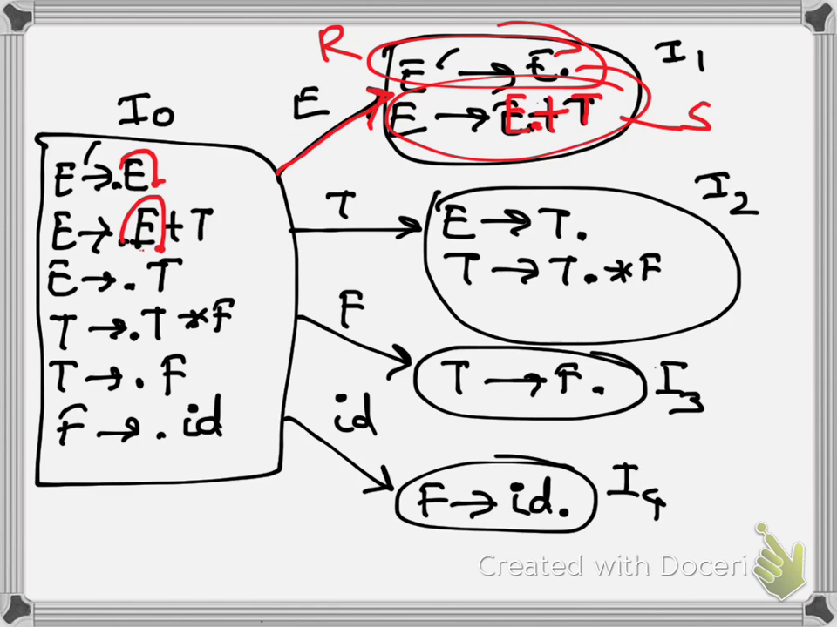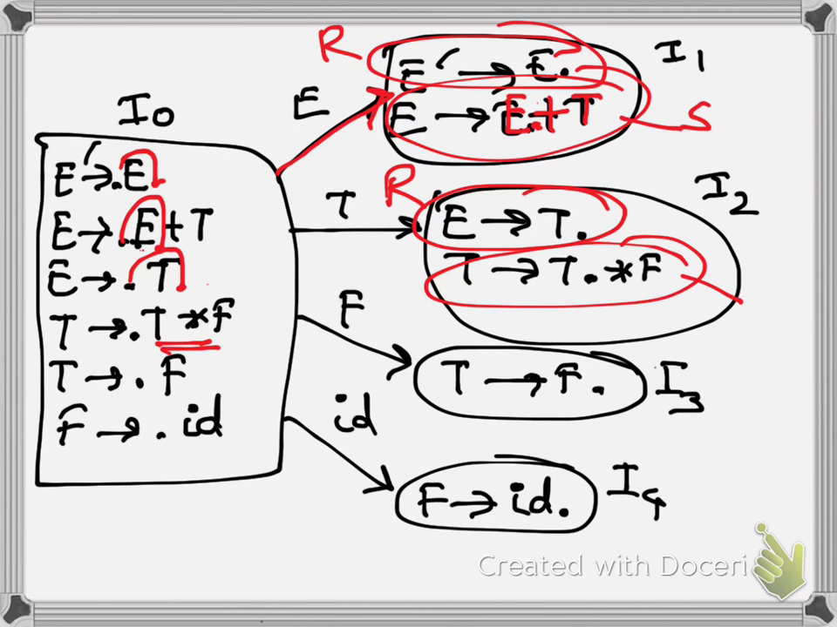Similarly, in the second state, that is I2, you can see this is a reduce move, okay. On T, there are two productions where the dot is before the T. So when you get a T, the dot can move here. So E derives T dot, and similarly T comes here because of this particular item. So here also I have a reduce as well as a shift. And for the others, I3 and I4 states, these are single item sets, and both are final items, so we don't have any problem.